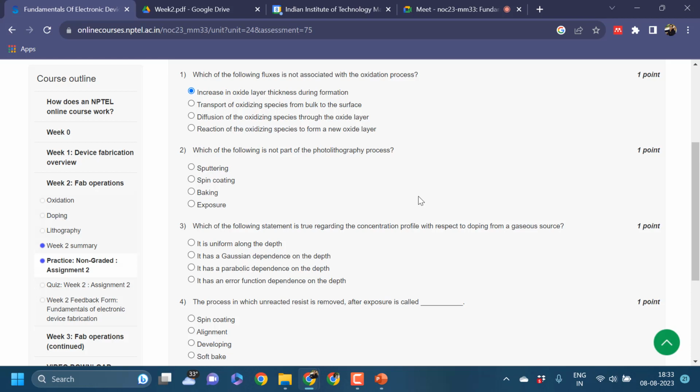Baking is used in two ways, either a hard bake or a soft bake. Soft bake is for removing the solvent, hard bake is for hardening the pattern that is already deposited, and exposure means that after applying the photoresist, we'll expose it to light. The only process that is not involved in photolithography here is the sputtering process. So is that clear?